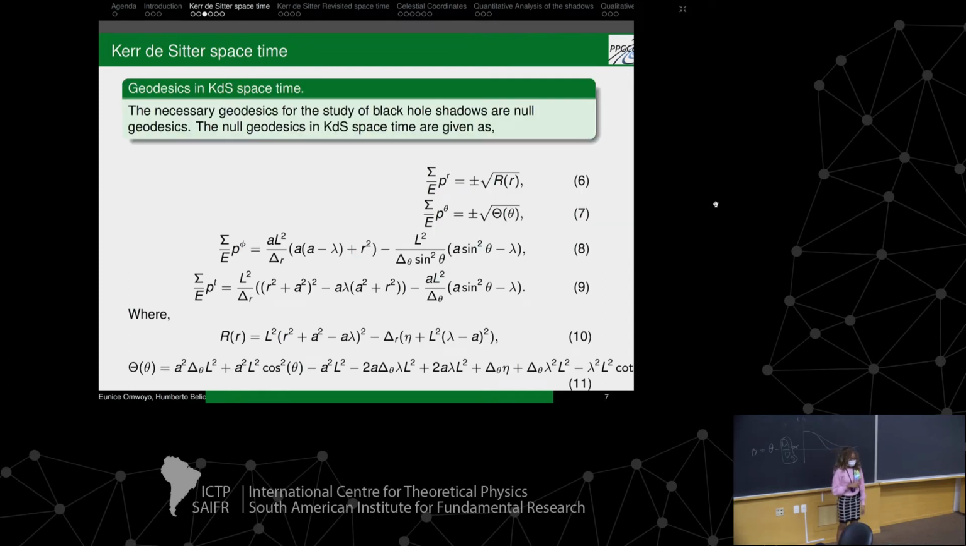Because, as we've spoken about, when there's a luminous background around a black hole, the light coming from that background will be projected in the sky. So the relevant geodesics we will use are the null geodesics, not the time-like geodesics, because the light is massless, the photons are massless. The null geodesics in Kerr-de Sitter spacetime have been analyzed, and I've given them here.